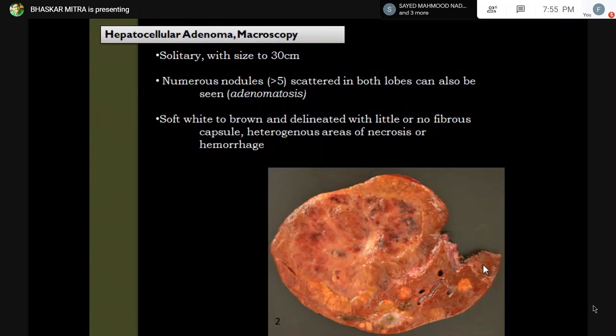Now, on macroscopy, they are usually solitary, and may be up to 30 centimeters in size. It's quite a large tumor. There may be numerous nodules of this hepatocellular adenoma that may be solitary or multiple, involving both the lobes. If there are more than 5, we term it hepatocellular adenomatosis. It is a soft, grey-tan-brown color, delineated with little or no fibrous tissue. There may be heterogeneous areas of necrosis and hemorrhage.